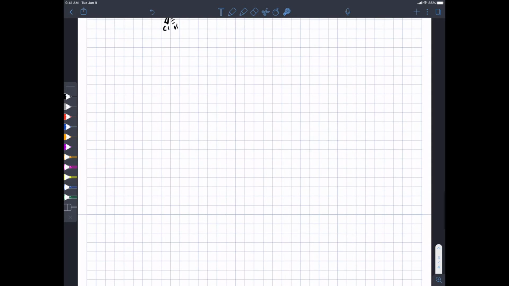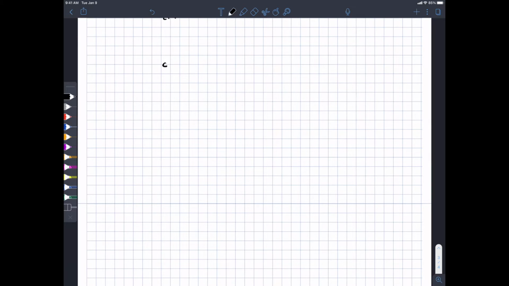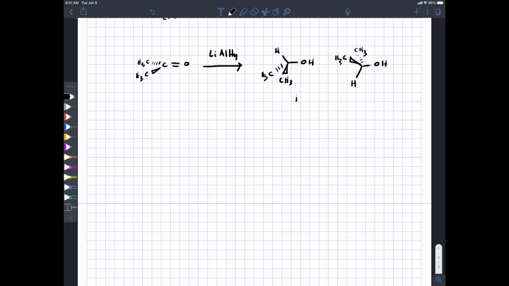This is kind of boring. It's sort of a rehash of what we've done. I guess it's a review. Remember, this ketone has homotopic faces, which means that if we were to do a reaction, let's just say it's lithium aluminum hydride reduction, the products we get from reacting with the top face versus the bottom face are identical. So here's top face, here's bottom face. Exactly the same.